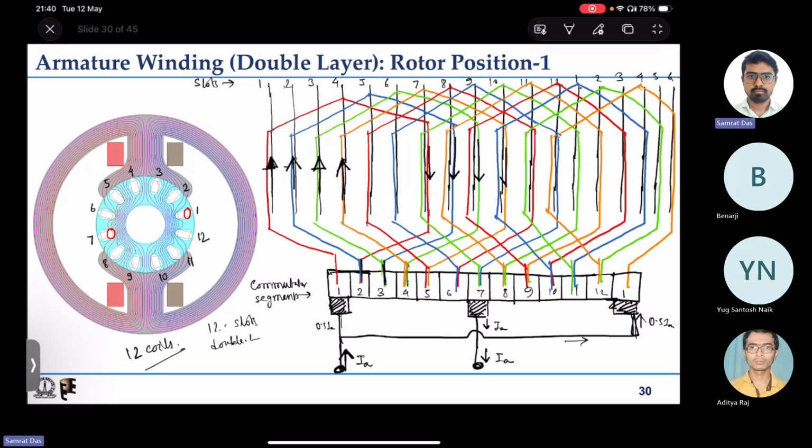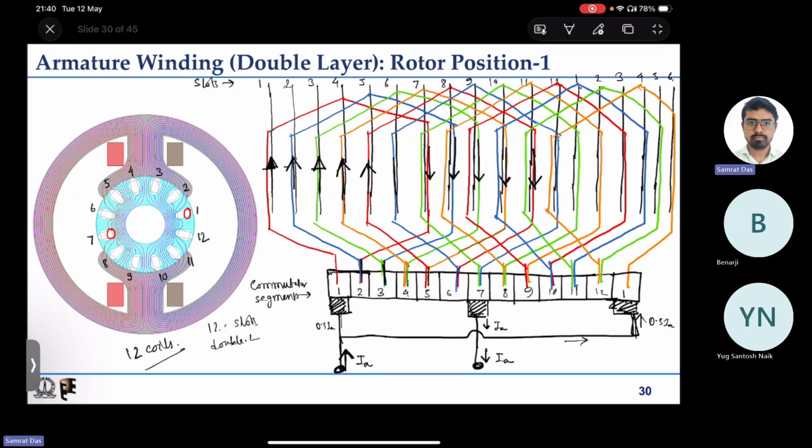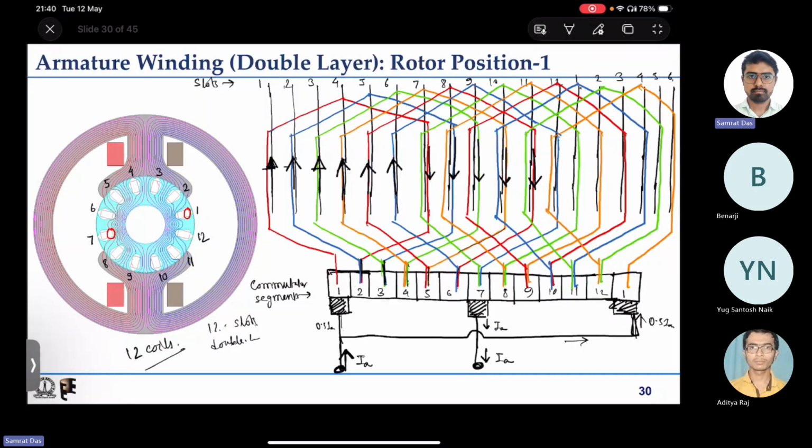Here it will be downward. Again commutator segment number 5, again red, it will be flowing upward. From 5 it will be flowing downward, and again segment number 6, from there it will be flowing to coil number 6, that's slot 6. It will be coming out like this, slot number 12. Here it comes back to segment number 5, and half of the current has come back. Now let us trace the other half of the current.